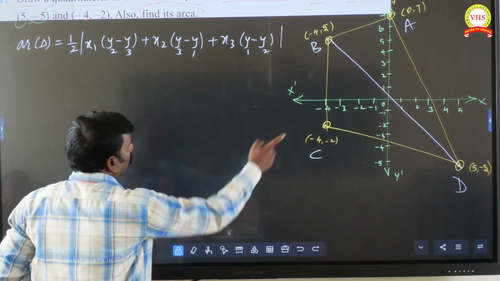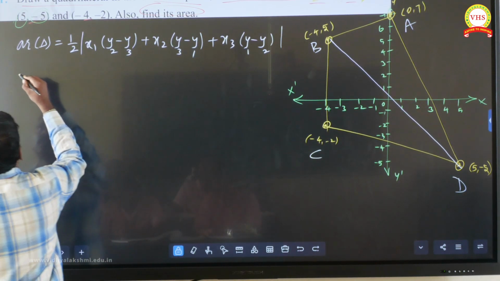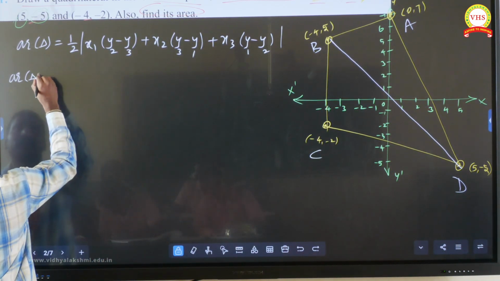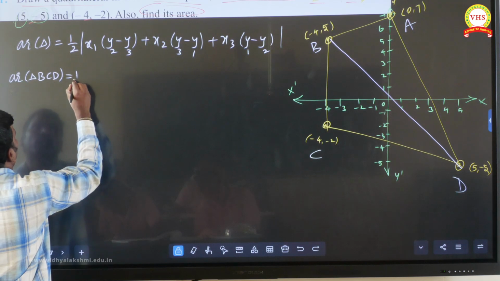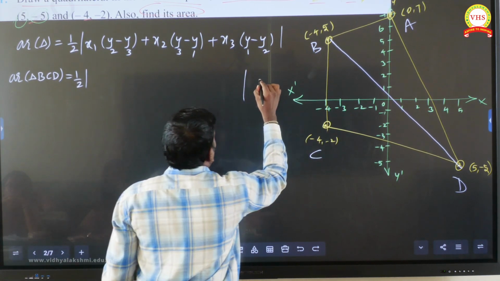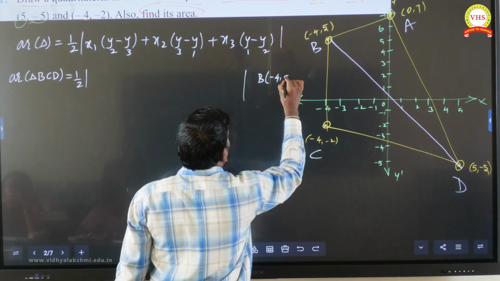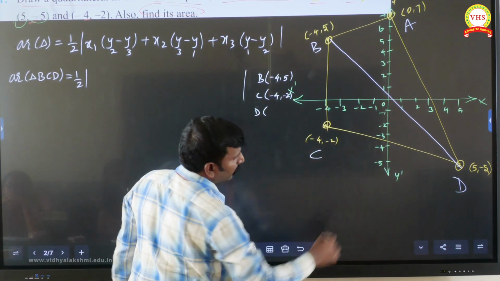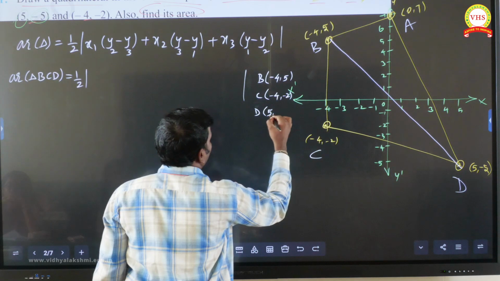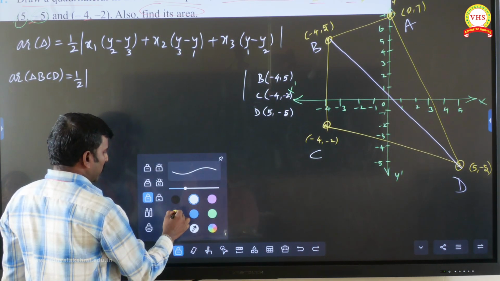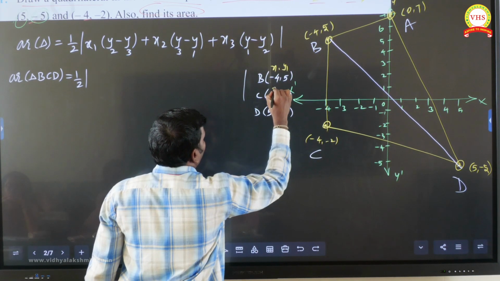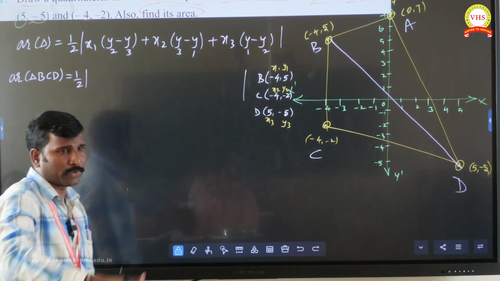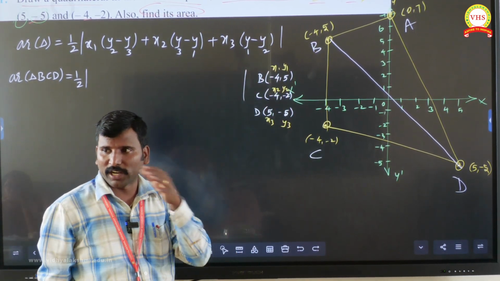Now I'm going to first find the area of BCD. Then I'll go to ABD or DAB. So the area of triangle BCD is 1/2 into, and we have to write all those points. B point (-4, 5), and C point (-4, -2), and D point here we have (5, -5). Now we have to mention that these are my x1, y1, x2, y2, x3 and y3. Kindly write all those things on the right hand side of the classwork note and mention these things in pencil. Then only you people will not make mistakes.